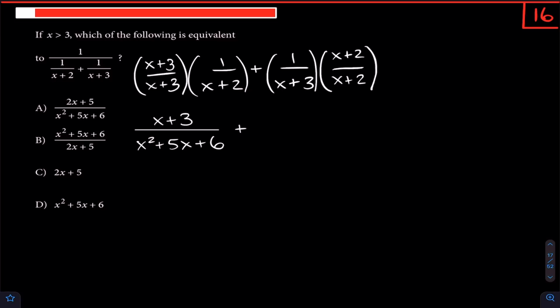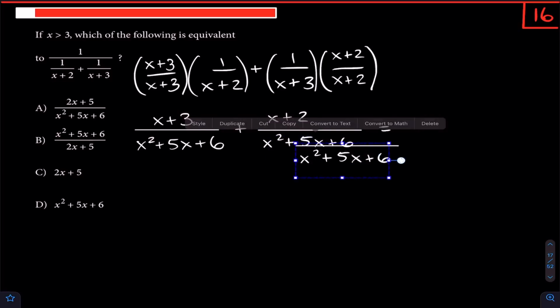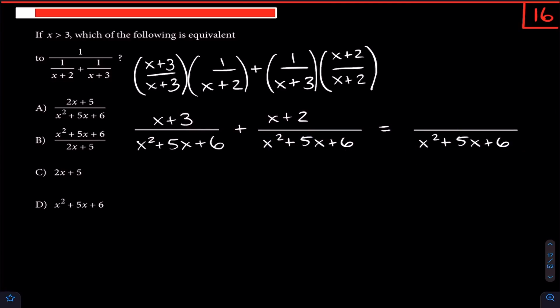Then the other one is going to be x plus 2 divided by the same x plus 3 times x plus 2. So it's going to again be x squared plus 5x plus 6. And so now you can combine these guys. The denominator stays the same. And the numerator, you add them together. So x plus 3 plus x plus 2, just combine like terms. x plus x is 2x. And then we have 3 plus 2, which is 5.